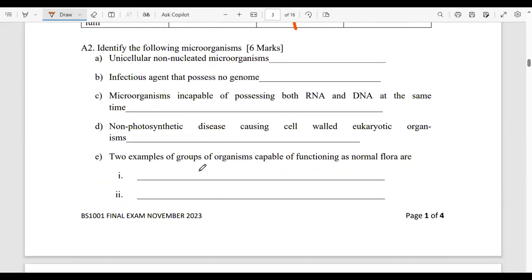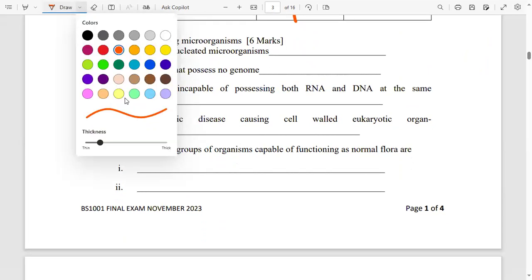Okay, now we are looking at question 2. These questions are on cells and cell division and microscopy. Number 2, they're saying identify the following microorganism. They are giving us a description, and then we should name that microorganism.